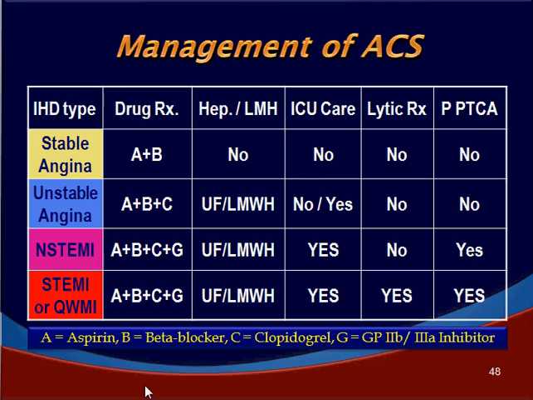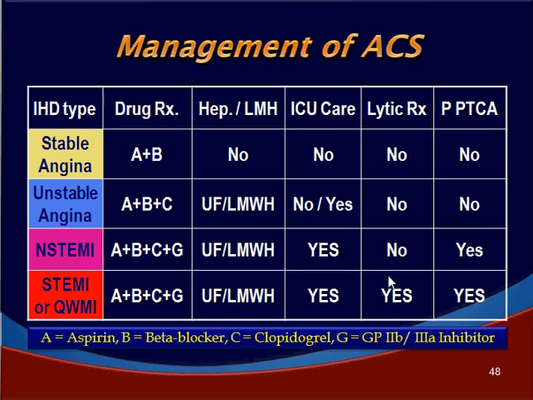Then of course the Q wave myocardial infarction or ST segment elevation myocardial infarction, the classical transmural, through and through myocardial infarction, you have to use all 4 drugs: A aspirin, B beta blocker, C clopidogrel, G of course your GP blocker. The triple platelet blockade and beta blocker are a must. Unfractionated heparin or low molecular heparin is given depending on the procedure we choose, and immediate ICU care is essential.